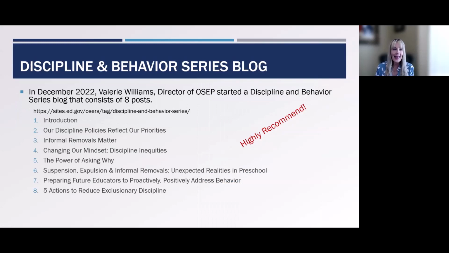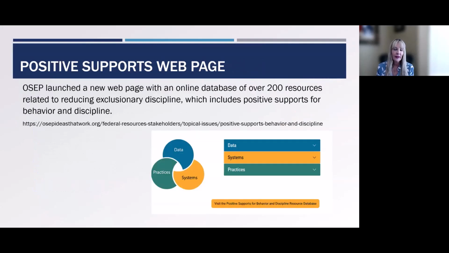All right, my second one is a discipline and behavior series blog that was started by Valerie Williams in December 2022. And it consists of 8 posts surrounding discipline and behavior. I highly recommend this. They have lots of information surrounding discipline and behavior. Then the third OSEP resource is a positive supports webpage that includes an online database of over 200 resources related to reducing exclusionary discipline. And they break it out into 3 types of activities. One is data about how to collect and analyze and report out on your discipline data. Systems goes over multiple tiered systems of support on addressing behavioral issues. And then practices includes evidence-based practices surrounding discipline and behavior.